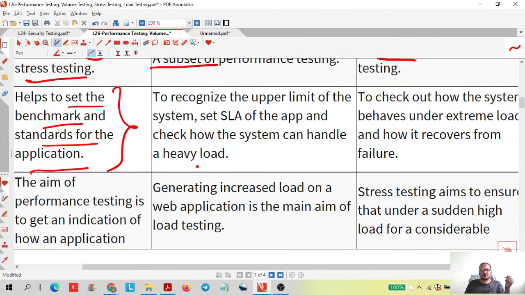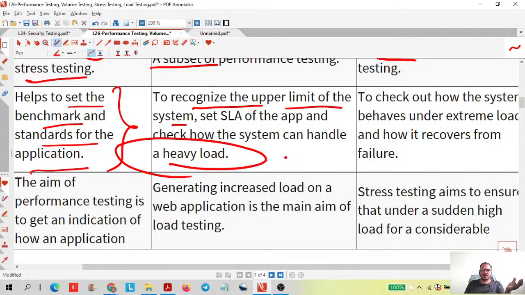So there will be some standard benchmark. Load testing is to recognize the upper limit of the system, set some standard SLA of the app and check how the system can handle the heavy load. It means how many people at a time can appear for the test.